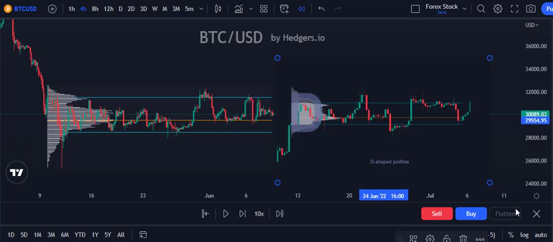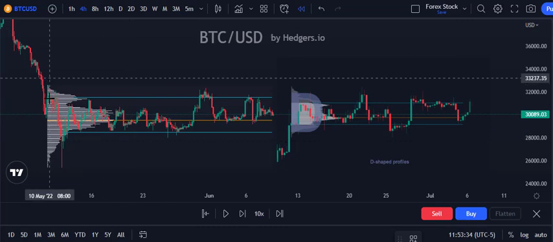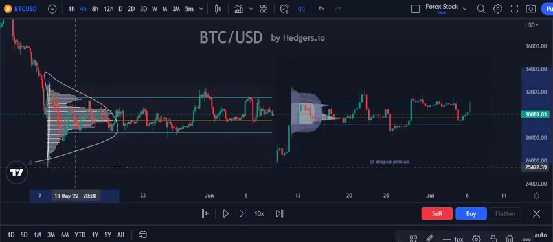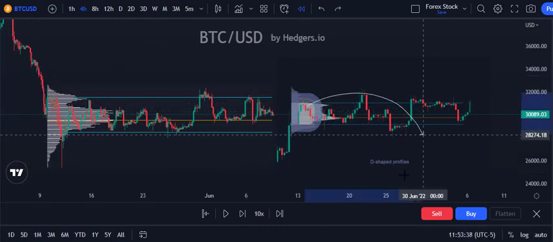Okay, so here we go with the D-shaped volume profile. A D-shaped volume profile occurs when there is a temporary balance in a market. The point of control is typically located in the center of the volume profile, indicating a balance between buyers and sellers. Now you see it's making a D-shaped profile here. You can see, for example, this D-shaped profile, as you can see here.